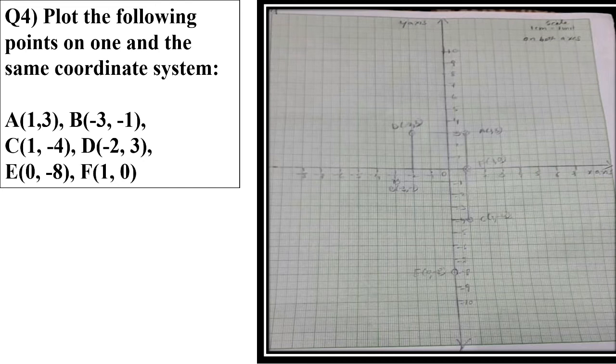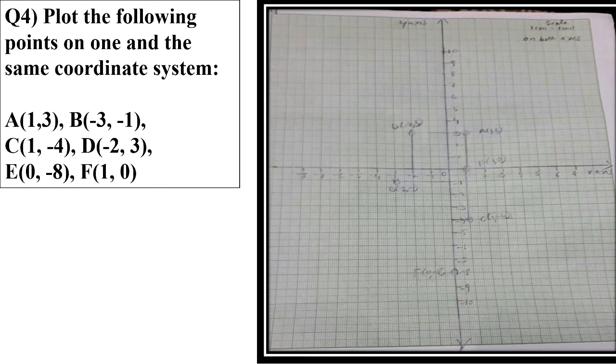Point D is given minus 2 and 3. So x coordinate is negative, y coordinate is positive. It means it will lie in the second quadrant. Now point E is given 0 and minus 8. X coordinate is 0 and y coordinate is given minus 8. Since x is 0, it will lie on the y-axis. So minus 8 is below the 0 with the point name E, 0 and minus 8.